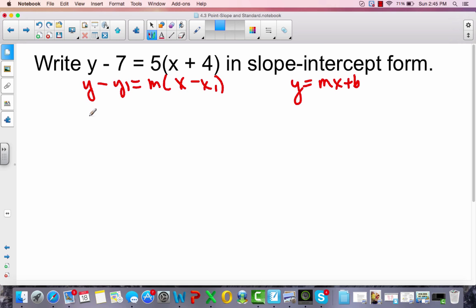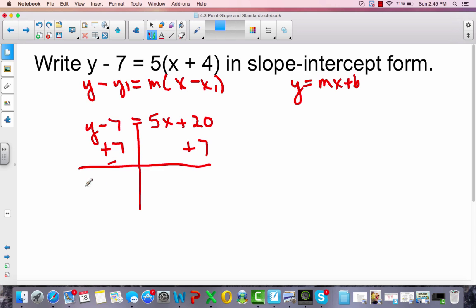Okay, so we've got y minus y1, y minus 7 equals 5 times x plus 5 times 4. Now we need to get rid of this 7, so we go plus 7 and plus 7. That gives us y equals 5x plus 27. Not so bad, is it? I hope that you got that too.